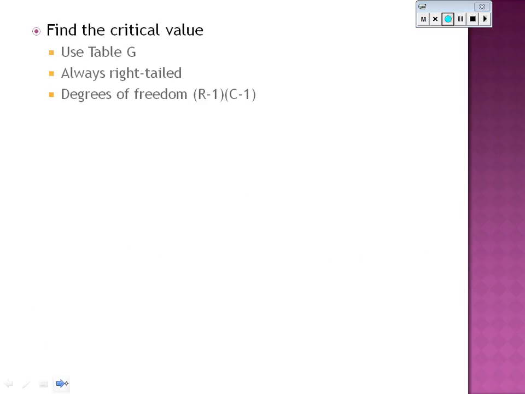Our next step will be to find our critical value. We need to use table G for that. It's always right-tailed, just like our goodness of fit test. And then the degrees of freedom we see here again. Capital R is the number of rows, capital C is the number of columns. So number of rows minus 1 times the number of columns minus 1. For our example, number of rows is 2, number of columns is 3. So our degrees of freedom being 1 times 2, which will just give us 2.